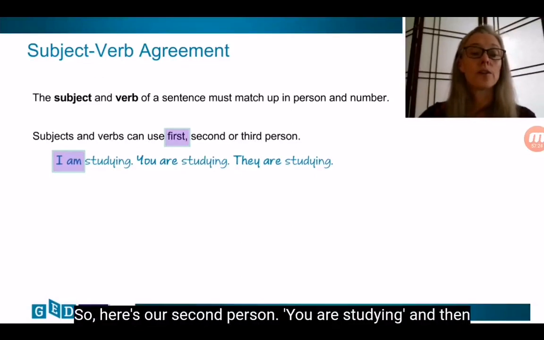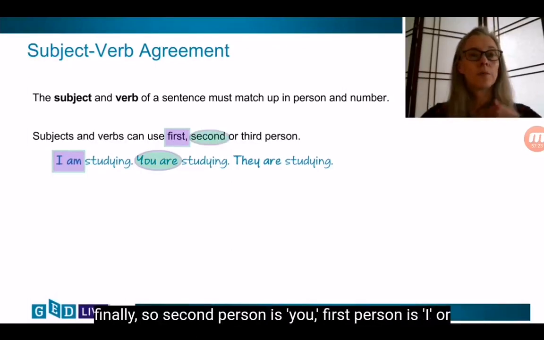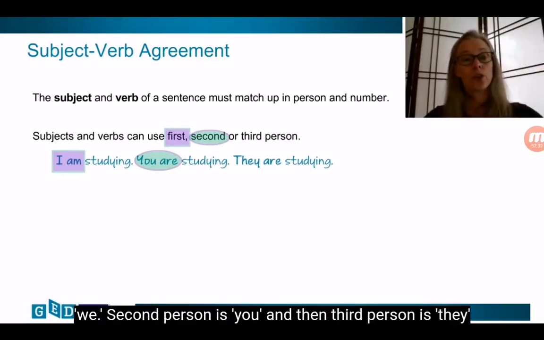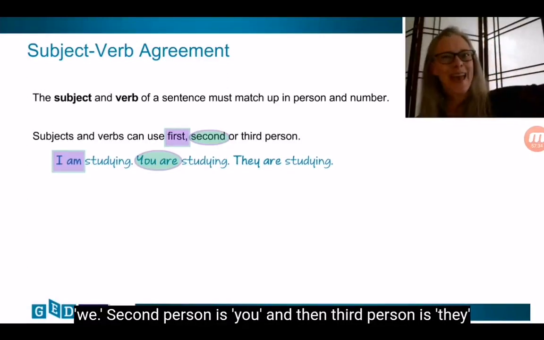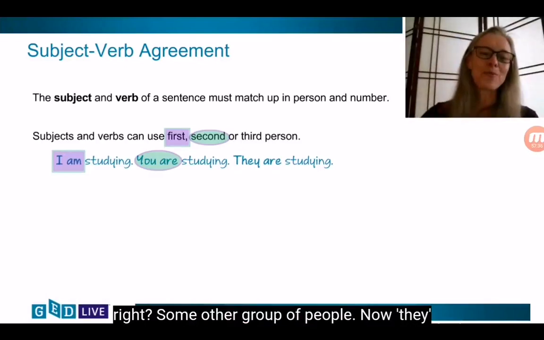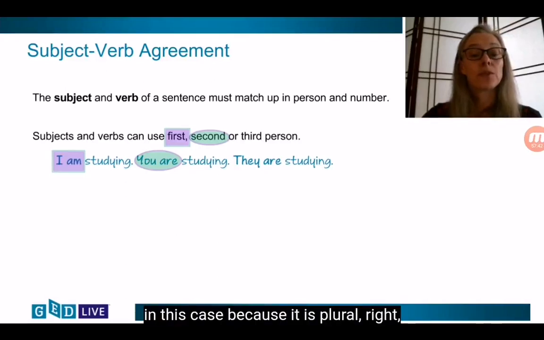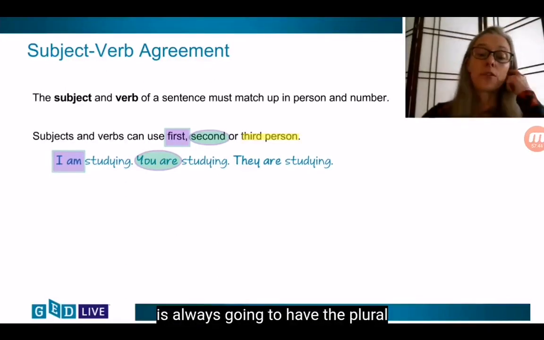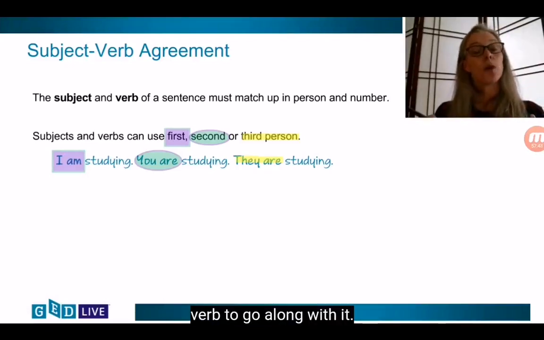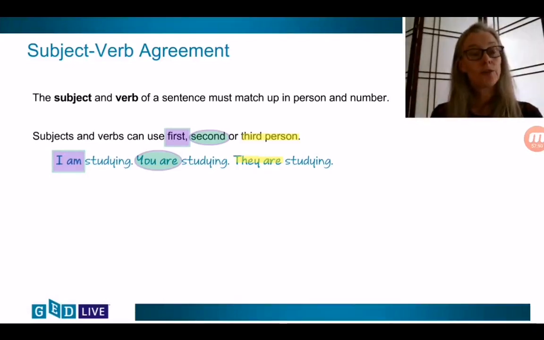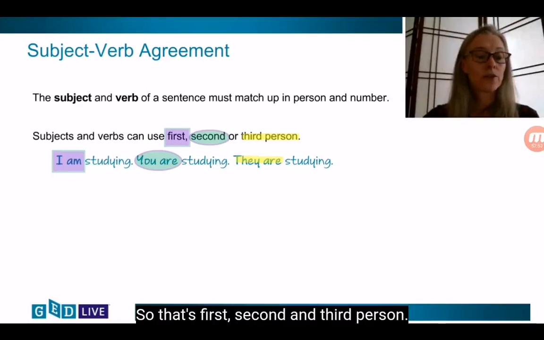That's what goes with the second person. So here's our second person. You are studying. And then finally, first person is I or we, second person is you, and then third person is they, some other group of people. Now "they," in this case, because it is plural, is always going to have the plural verb to go along with it. All right, so that's first, second, and third person.